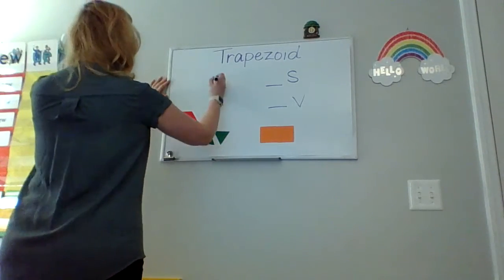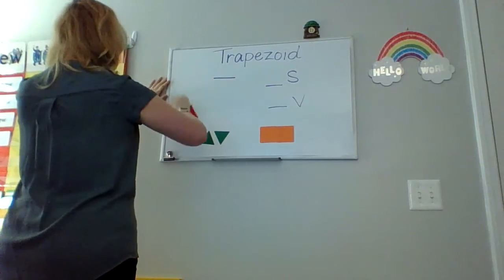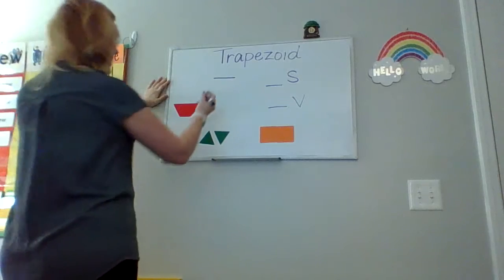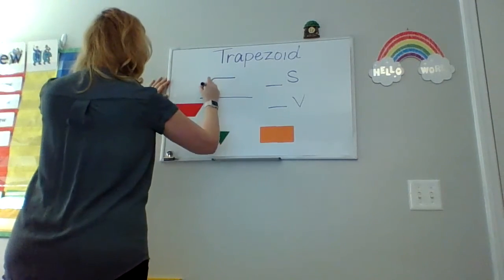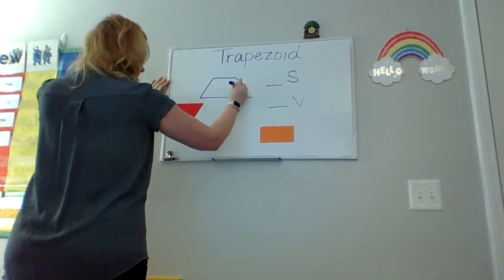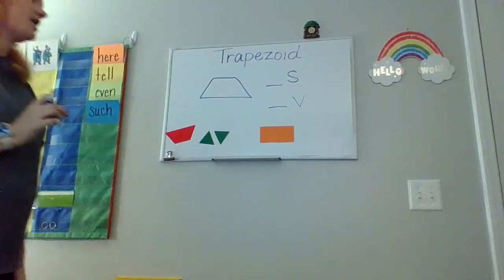So a trapezoid has a shorter top, or you could even say a shorter bottom, right? And it has a longer parallel bottom. It's parallel. Okay, you don't really have to know that though. Mine's a little bit wonky, but that's a trapezoid.